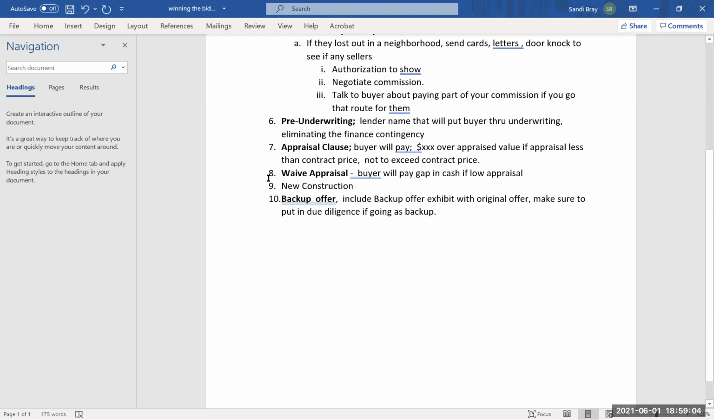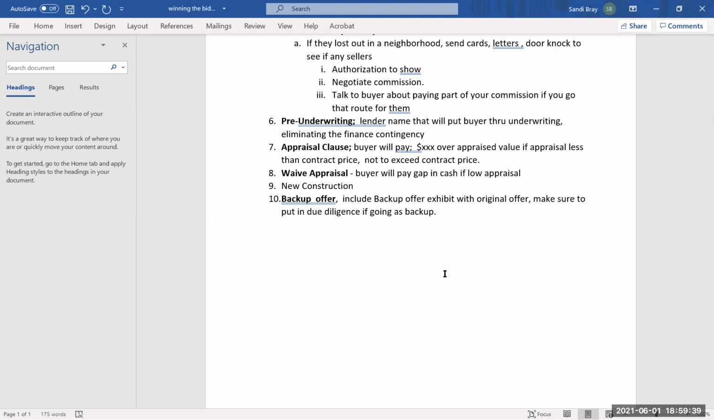Of course, what every seller likes: waive the appraisal contingency. The buyer will pay the gap in cash if it's a low appraisal. Your buyer has to understand what that means, and they will. If they have the cash to do that and it's not that big of a gap, that's what that appraisal contingency means. If the house is priced at $275 and they offer $285 and waive the appraisal contingency, they're paying $285, no matter where that appraisal lands.